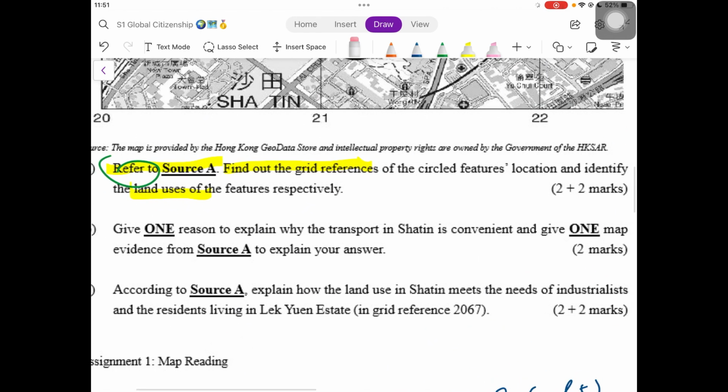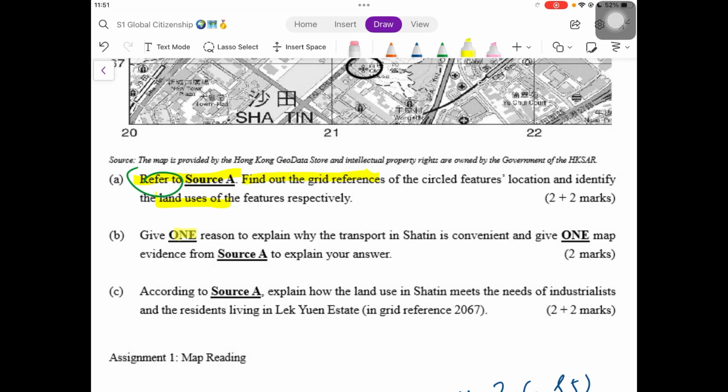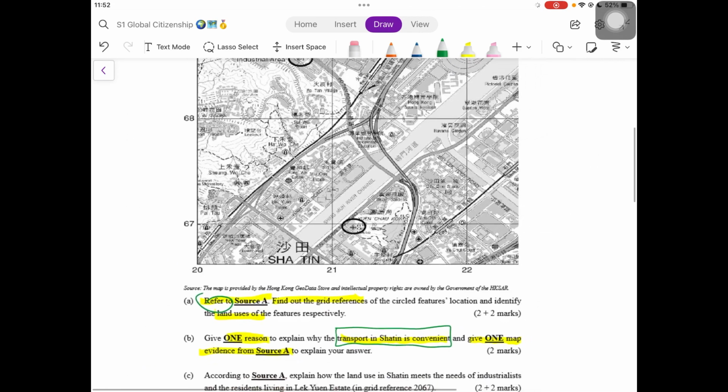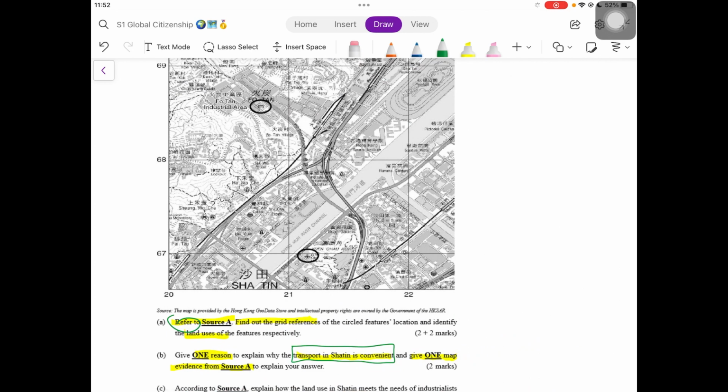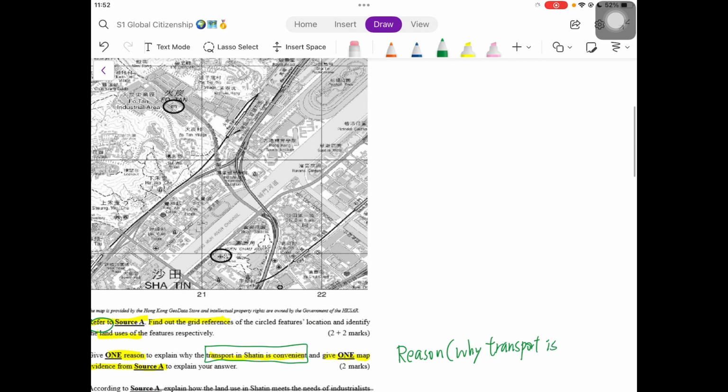So let's read the question together. You have to give one reason to explain why the transport in Sha Tin is convenient. Then you have to give evidence from the map to explain your answer. So we are going to say that the transport in Sha Tin is convenient. By looking at the map, perhaps you have already found out some clues. So make sure you give one point, one reason about why the transport is convenient.